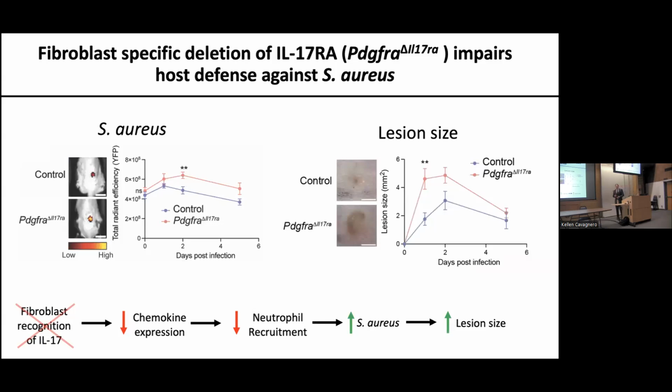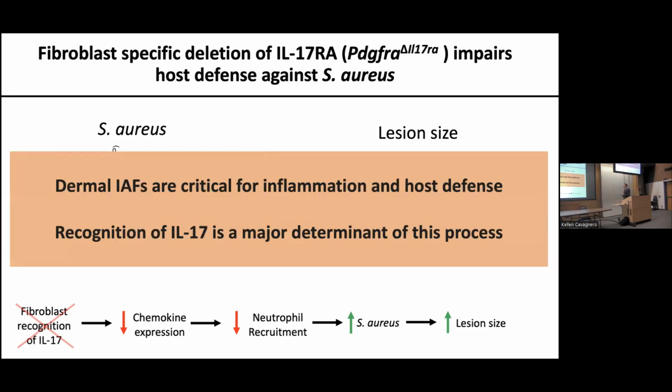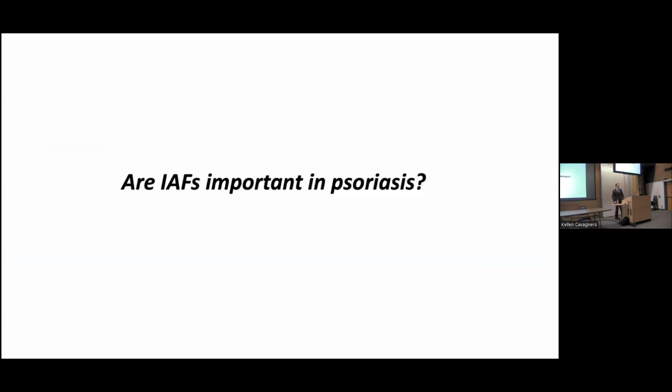So we really answered the question that we set out to address with this whole thesis, right? Fibroblasts are critical for skin inflammation and host defense, and their recognition of IL-17 is a major determinant of their ability to do so. But as is typical in science, the answer to one question leads to many more, and Rich wouldn't let me graduate so easy, so I had to do some more experiments. So the next question we asked was, are these cells also important in psoriasis?